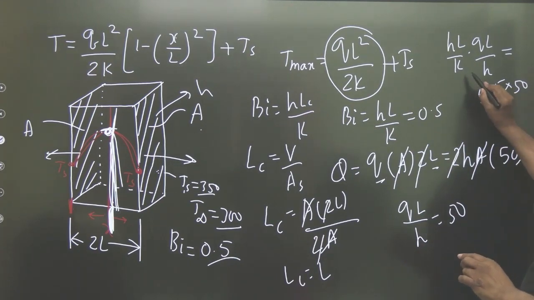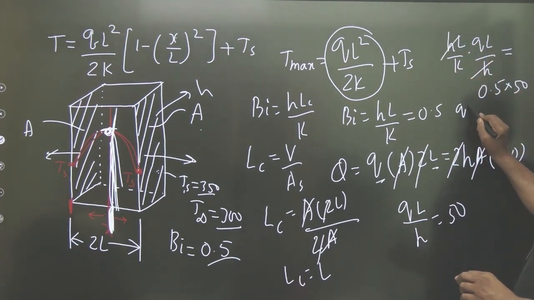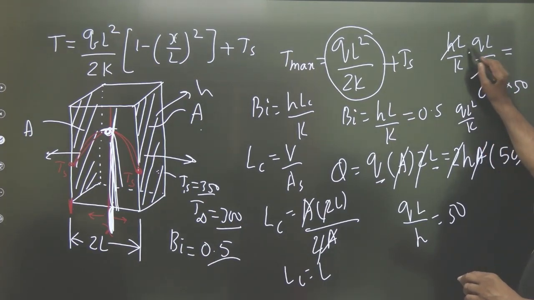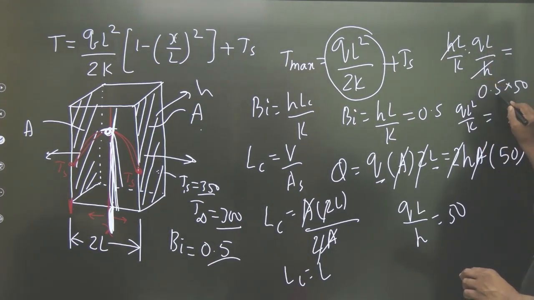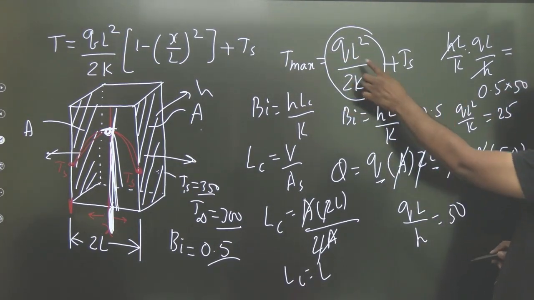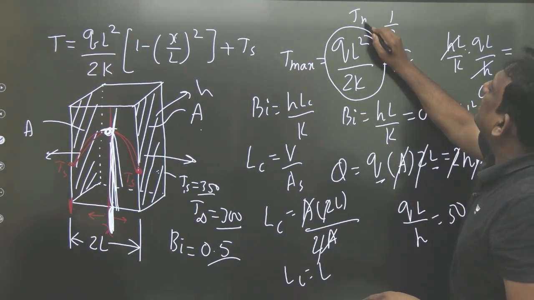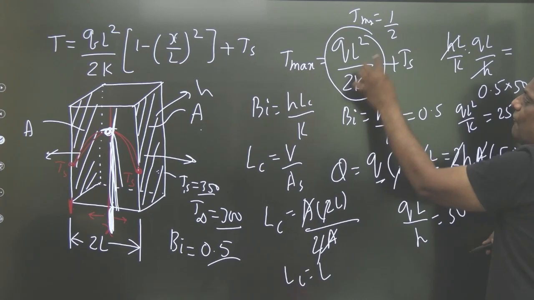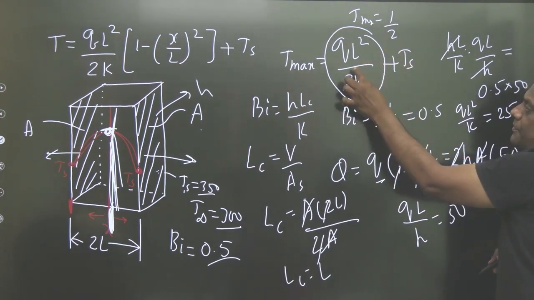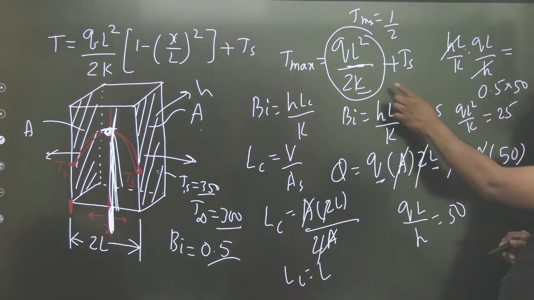So how much will it come, sir? See, I think the H is gone. So QL square by K. L into L is L square. QL square by K is 0.5 into 50, this is 25. So there is a 2 also. Half. So the maximum temperature is half. What is QL square by K?